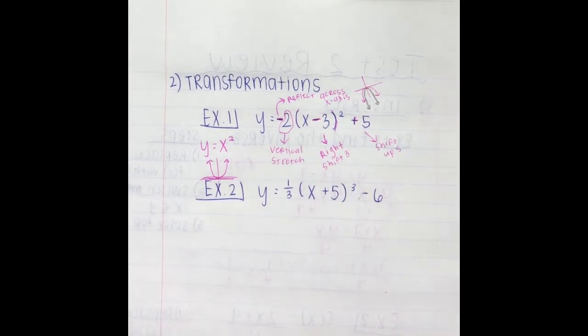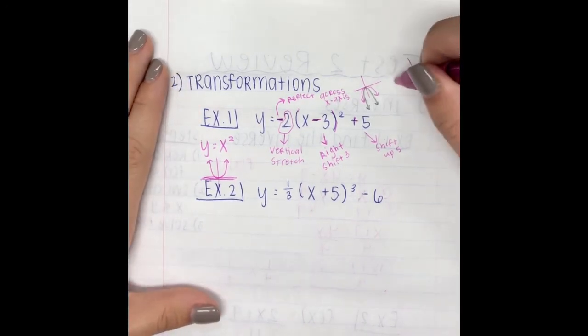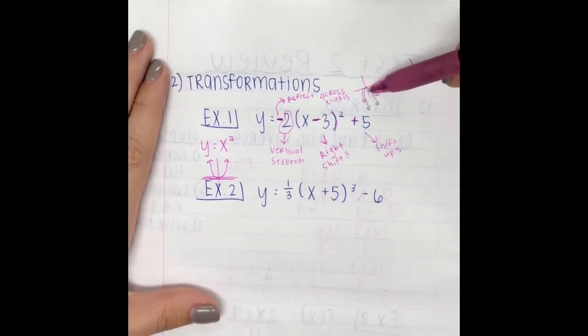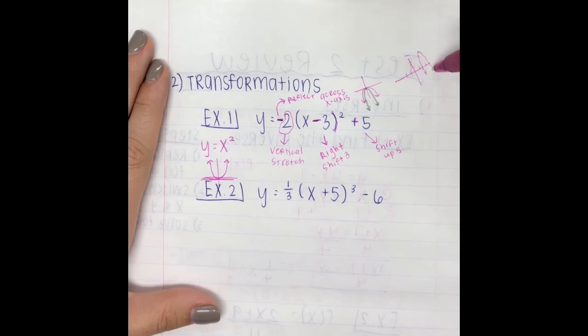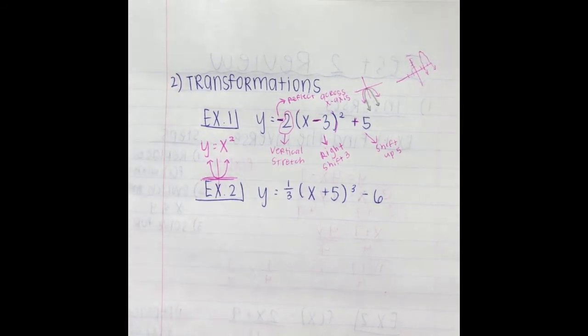So our final graph, okay, we know it's been flipped down, it's gotten skinnier, it's gone right. It's going right 3, and it's been shifted up. So it now looks something kind of like that, okay?